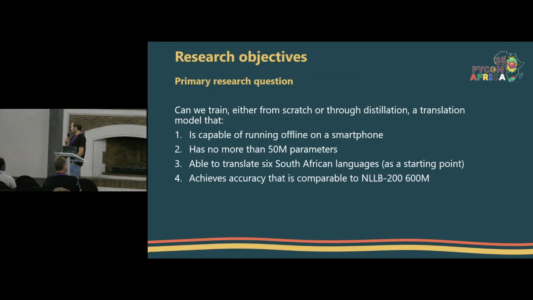So then just quickly to state the research objectives, what we try to explore is basically asking the question: can we train, either from scratch or through distillation, a translation model that is capable of running offline on a device such as a smartphone, has no more than 50 million parameters, is able to translate 6 South African languages as a starting point, and achieves accuracy that is comparable to the 600 million parameter NLLB model, which is of course more than 10 times bigger?